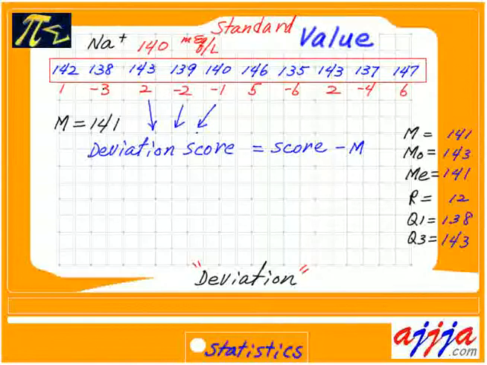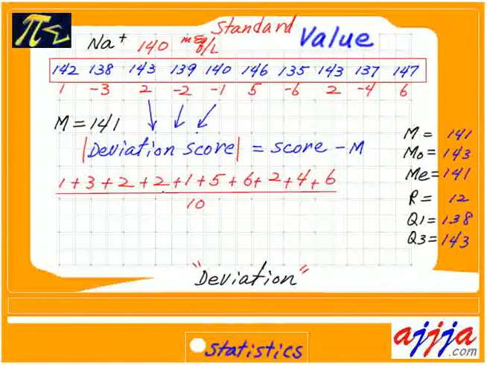Now we're going to convert all these deviation scores, each one, to absolute value. Which one? 1, not -3, but 3. So we count everything as positive, in other words, 1 plus 3 plus 2 plus 2 plus 1, 5, 6, 2, 4, 6. We add everything. This is going to be 32, divided by 10, actually. So that means 3.2.